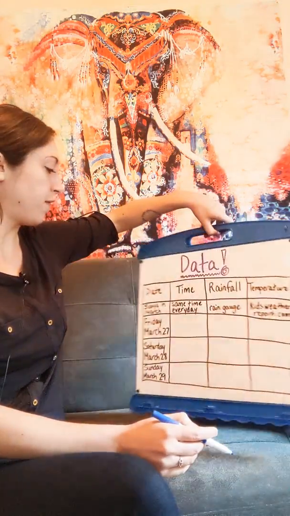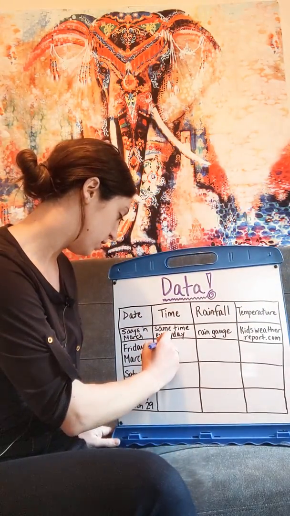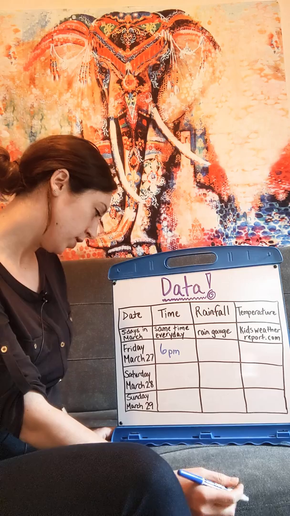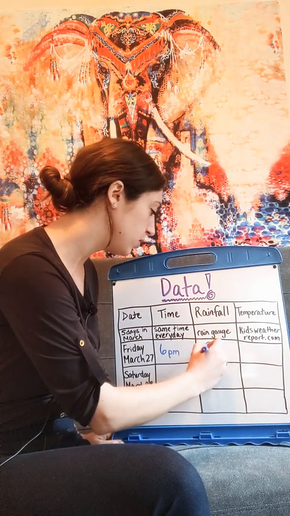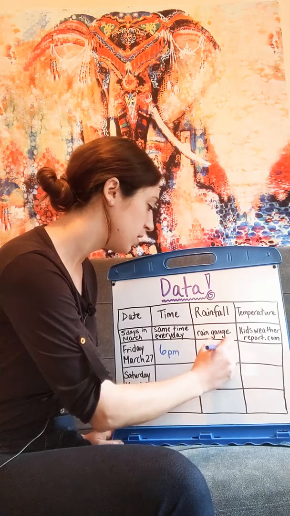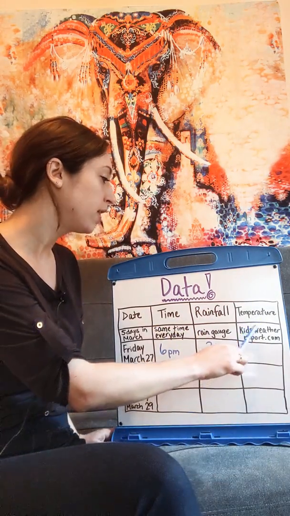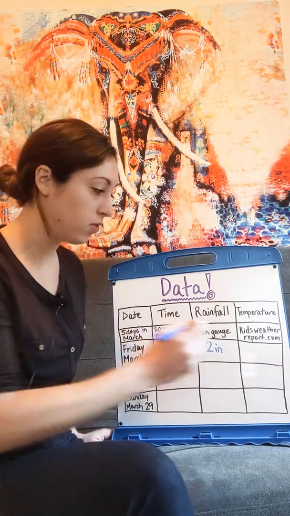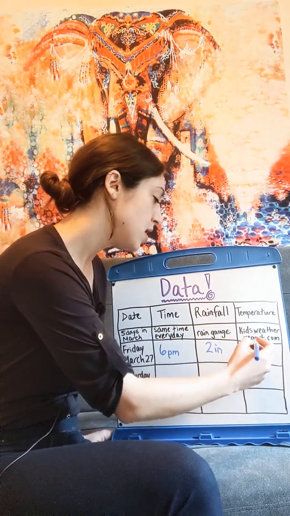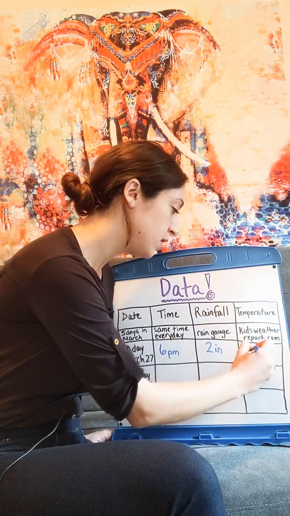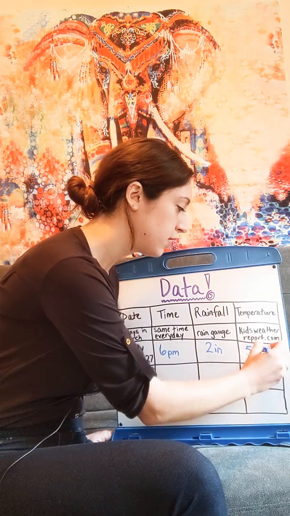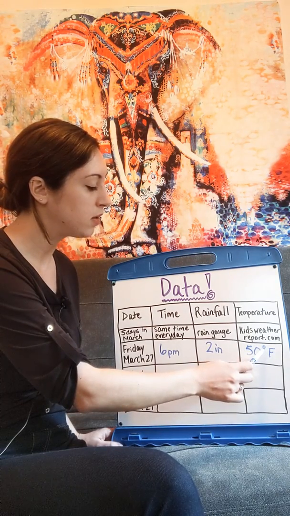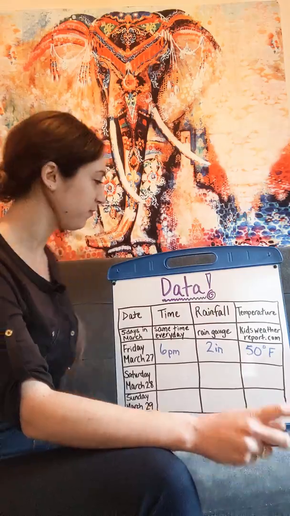So on that day, for Friday, I'm going to write 6 p.m. because it's 6 p.m. at night or in the evening. And then I'm going to write 2 inches under rainfall. Then I'm going to go to kidsweatherreport.com, see what is the temperature right now, and I'm going to write that down. So let's say it's 50 degrees Fahrenheit. And that's how we write degrees, with a little tiny circle up there, and F for Fahrenheit.